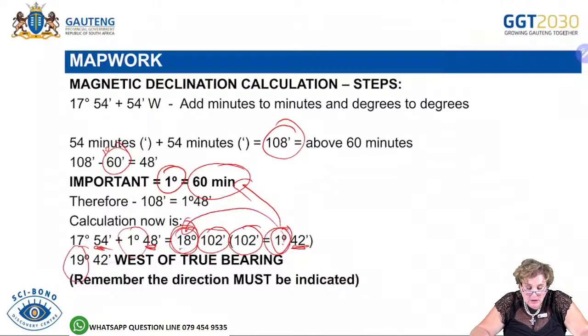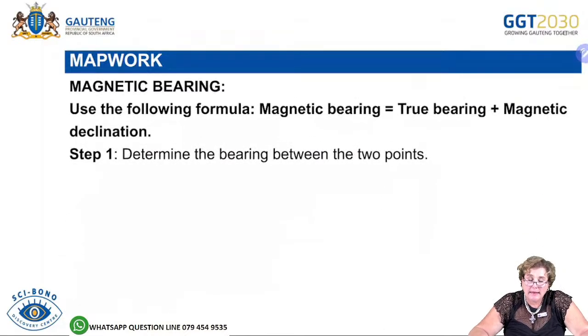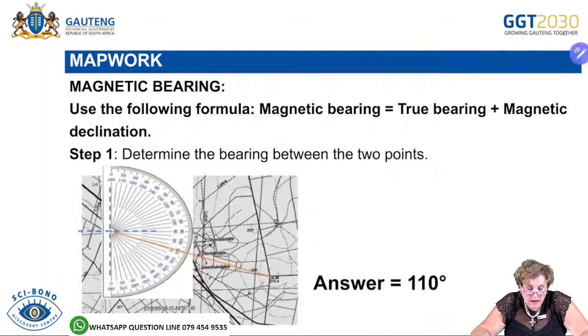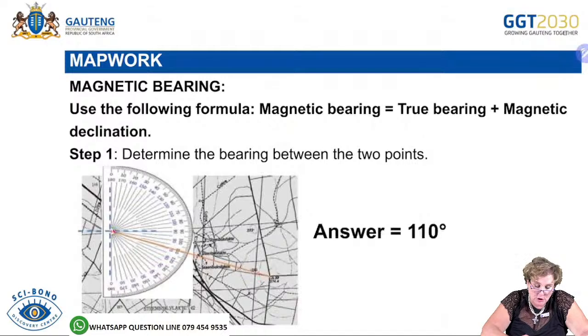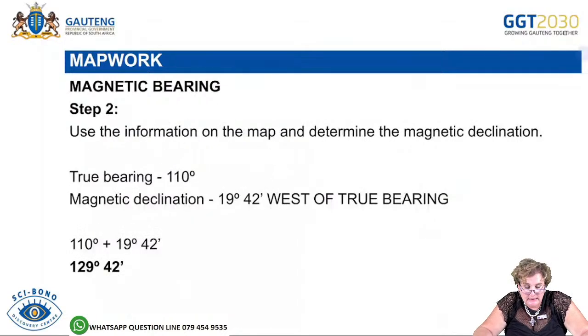Remember, the direction must be indicated. Those words west of true north need to be there. Now for magnetic bearing, we need to use the following formula. Magnetic bearing equals true bearing plus magnetic declination. So I determine the bearing between the two points. For that, I put down my protractor. I first join the two places, put down my protractor, I read clockwise, and I get the answer, more or less 110 degrees.